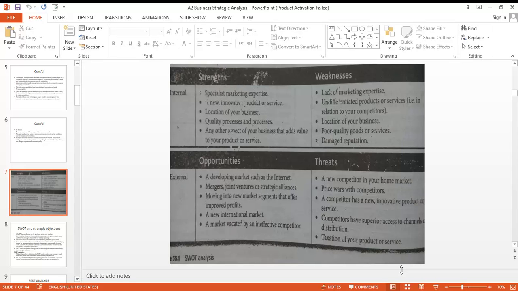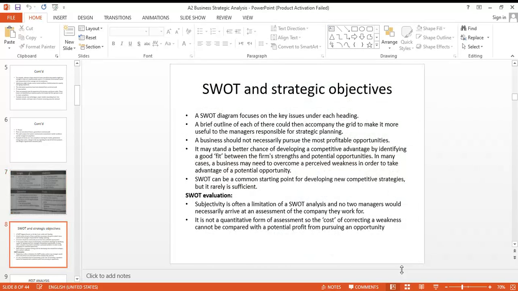Your competitors developing better access to channels of distribution, all those things then constitute threats to you. The SWOT analysis then gives us. Now, please do keep in mind, just by scanning the environment, it's not enough. Just by knowing your strengths and weaknesses and opportunities and threats, it's not enough. You must pursue those objectives. You must use your strengths and weaknesses to develop the right strategic objectives.